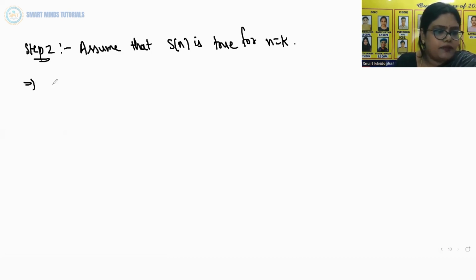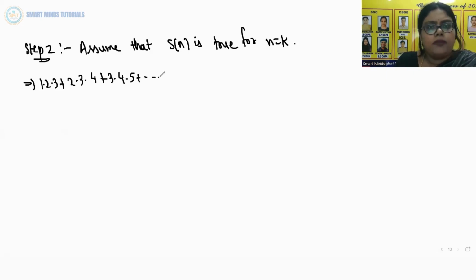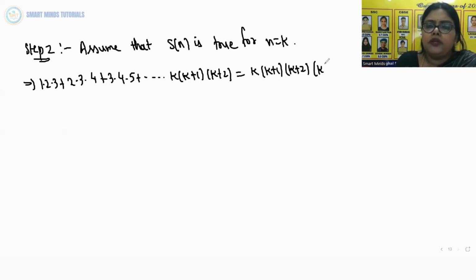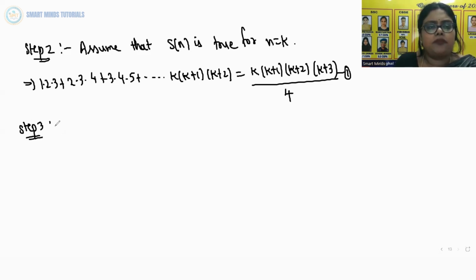So which implies 1 into 2 into 3 plus 2 into 3 into 4 plus 3 into 4 into 5 plus so on up to k into k plus 1 into k plus 2 is equal to k into k plus 1 into k plus 2 into k plus 3 by 4. Take this as equation number 1. Now after that we move on to step 3. Step 2 is very easy, just substituting n is equal to k in the statement. Now moving on to step 3.